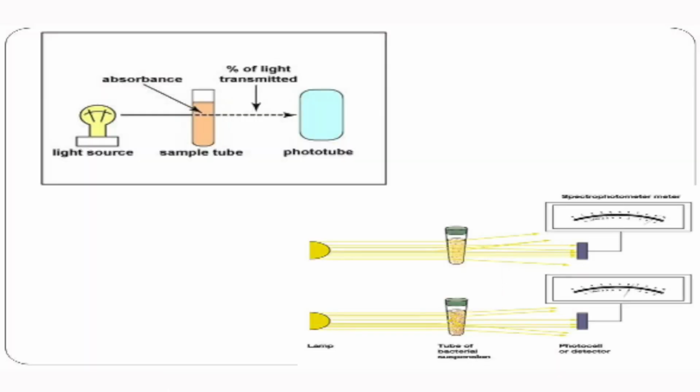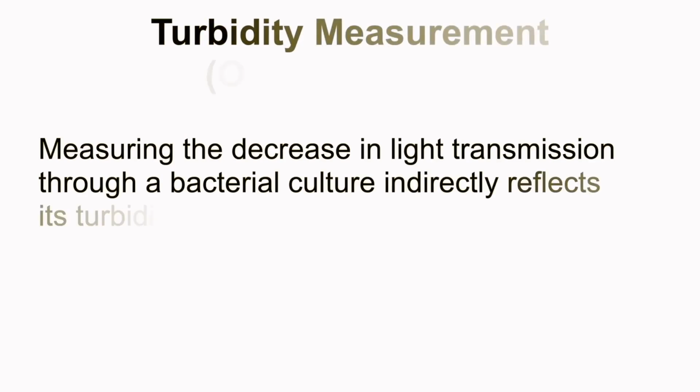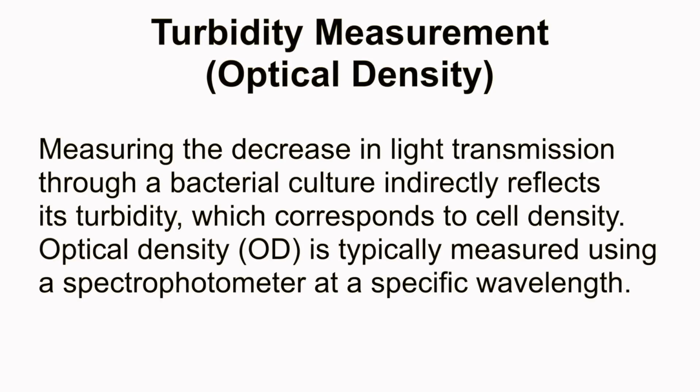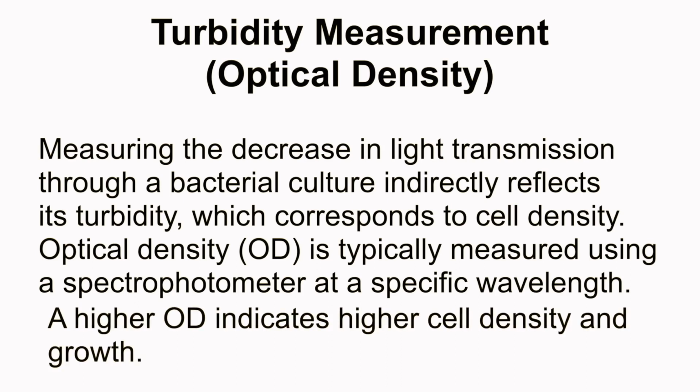Here in the pictorial representation you can also see the turbidity measurement, that is optical density. Measuring the decrease in light transmission through a bacterial culture indirectly reflects its turbidity, which corresponds to cell density. Optical density or OD is typically measured using a spectrophotometer at a specific wavelength. A higher OD indicates higher cell density and growth.